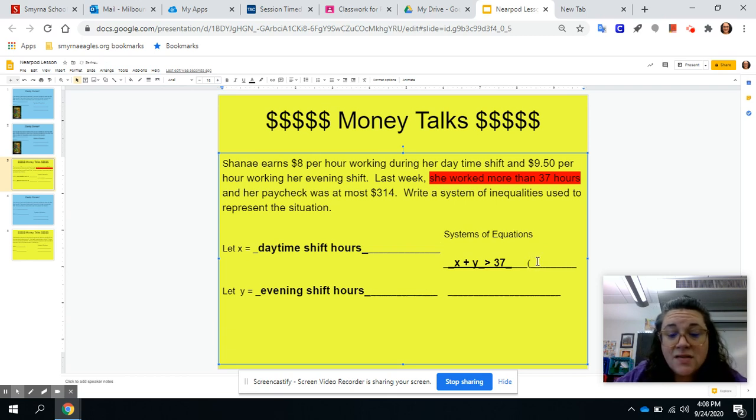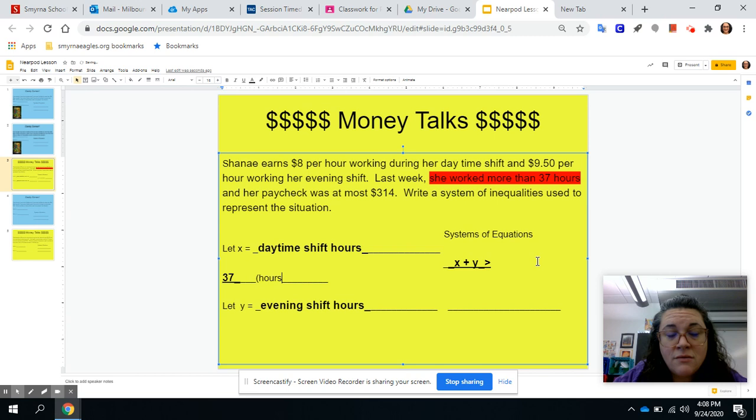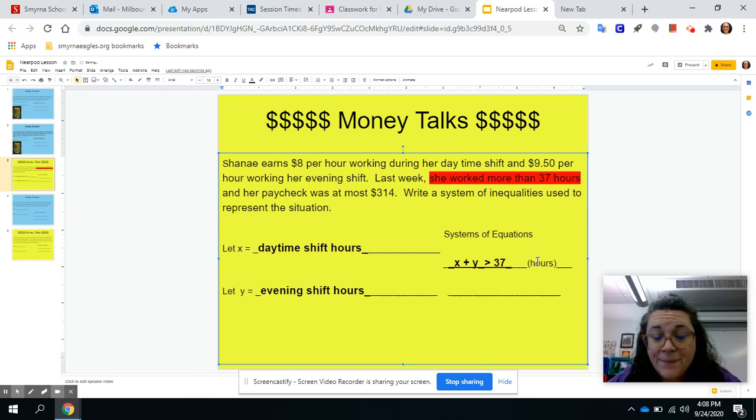Our second system equation is the one that deals with money. So down in this blank underneath where my hours are, I want you to write the inequality that deals with money. All of the hourly wages for her daytime shift, all of the hourly wages for her evening shift, and then what's the total that you put at the end. So go ahead and fill in this blank and check back with me when you're done and see how you did.